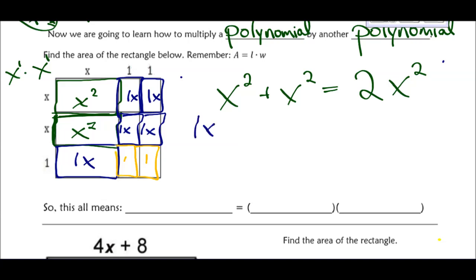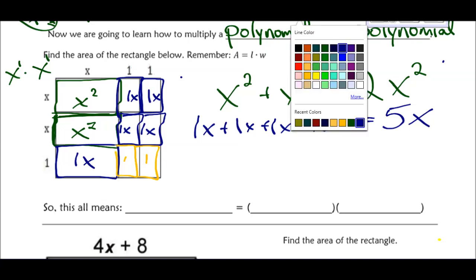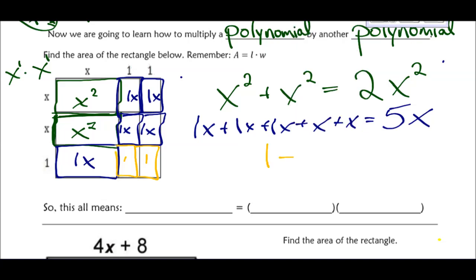Now I have 1x plus another 1x plus another 1x plus another x plus another x. How many x's do I have? 5. I have 5x. Nothing about the exponent changed. I'm just adding those up. Really, I'm just counting. And just plus 2. Yeah, that's 1 plus 1 is 2.